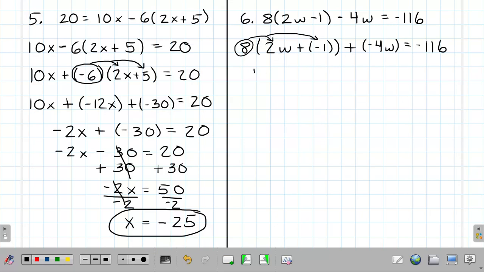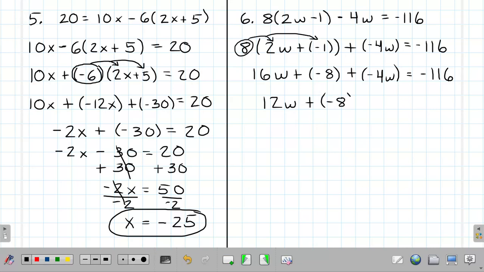8 times 2, that's 16. Well, there's a w with it. Plus 8 times negative 1 is negative 8. Then we still have plus the negative 4w is equal to negative 116. So same kind of thing here. We got 16w, negative 4w. 16 plus negative 4 is 12w plus negative 8 is equal to negative 116.